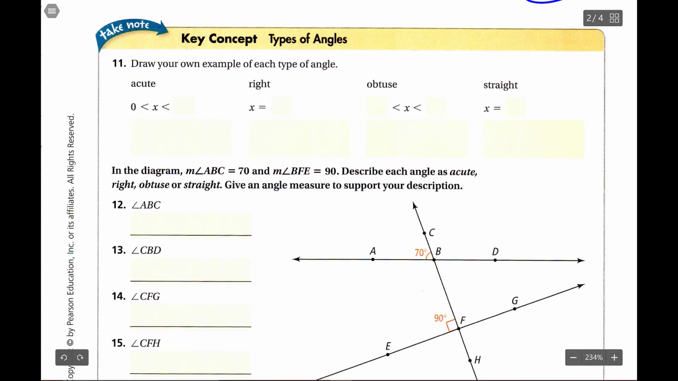For number 11, we want to draw an example of each type of angle. An acute angle is always going to be between 0 and 90 degrees. And if I draw this angle right here, and maybe I label it, we'll say 25 degrees. That is an acute angle because it is less than 90 degrees. It's greater than 0 degrees.